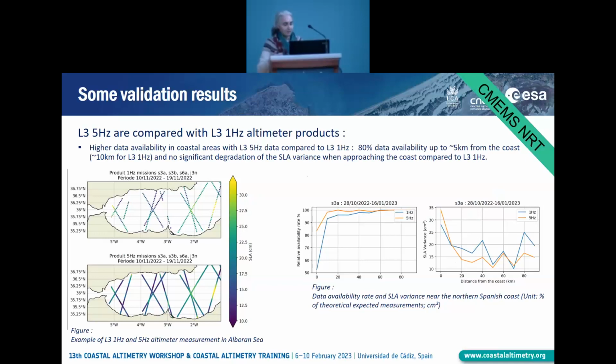And when we go closer to the coast, we can see that the variance of this product is higher than the one observed for the 1 Hz product. But with this kind of diagnostic, it's difficult to say whether it is a degradation or an improvement. Also because near the coast, we are comparing products with a different variability rate, so it's not very comparable.